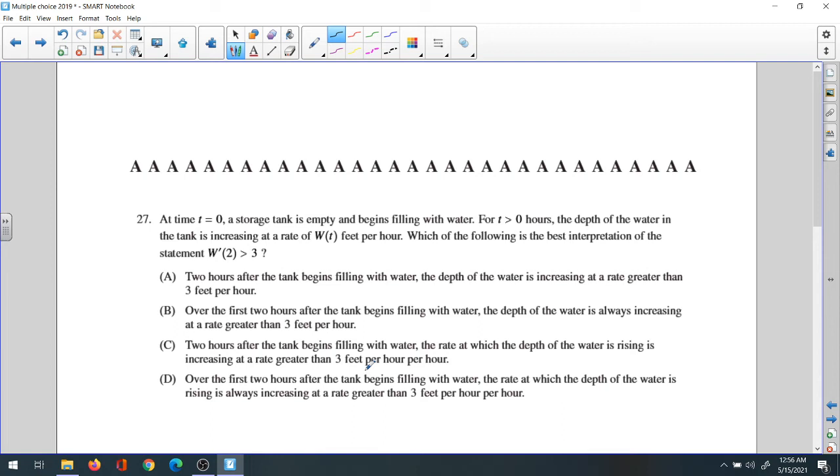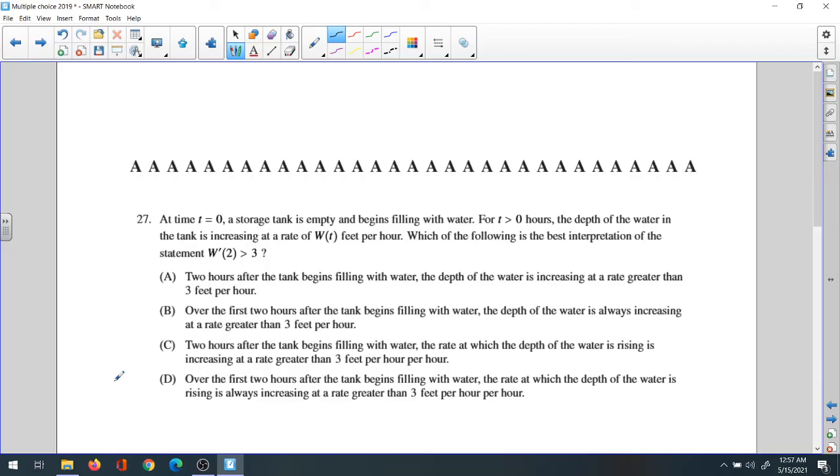Question 27. At time t equals 0, a storage tank is empty and begins filling with water for t greater than 0 hours. The depth of the water in the tank is increasing at rate W of t feet per hour. Which of the following is the best interpretation of the statement W prime, or W dash, of 2, the derivative of W, is greater than 3?